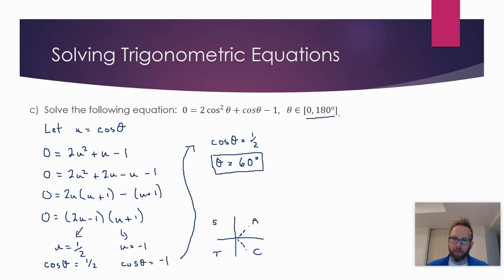Because we're on the interval of 0 to 180. If it was 0 to 360, we'd have a second solution that's 60 degrees less than 360, so 300. But as it is, our only solution from that is 60 degrees.